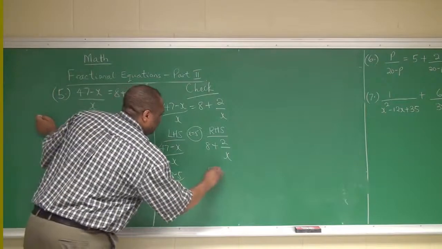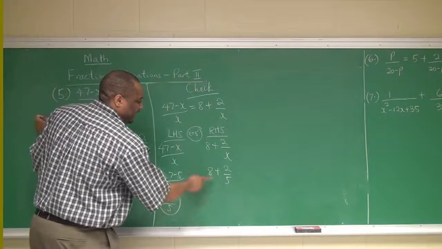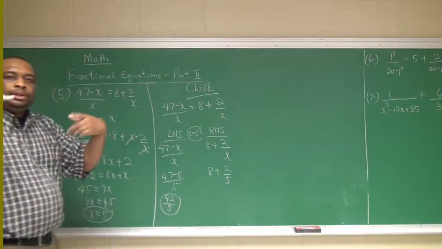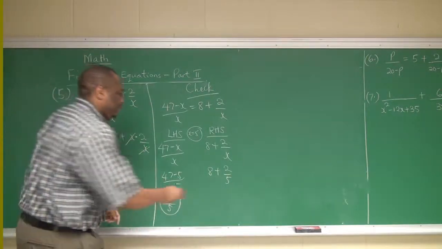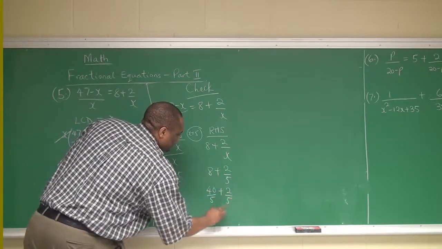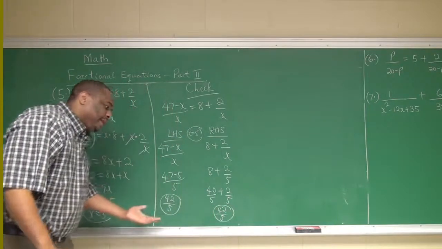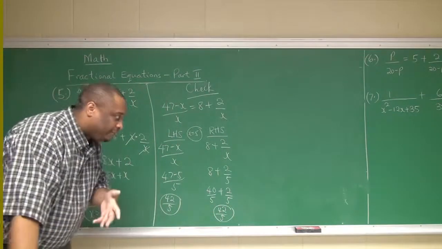Then you have 8 plus 2 over 5. And 8 plus 2 over 5, 8, if you convert it to a denominator of 5, okay, you have 40 over 5 plus 2 over 5. And that will give you 42 over 5. 42 over 5 on the left, 42 over 5 on the right.